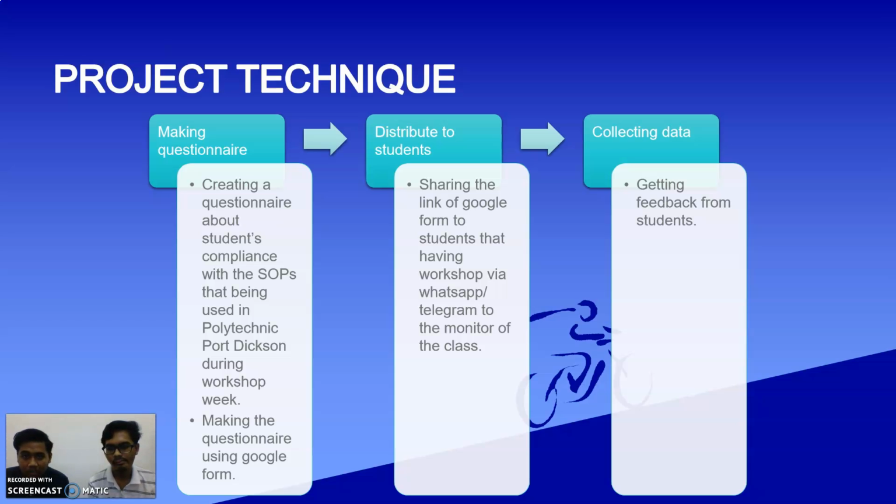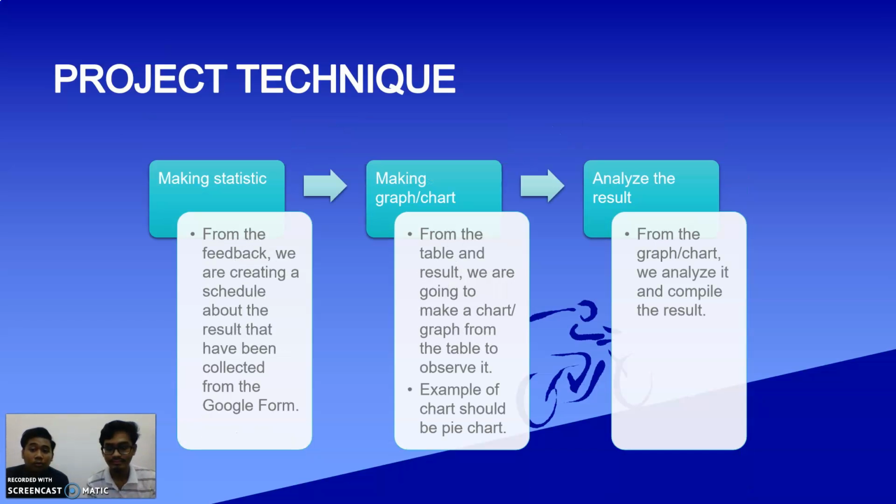And then we distribute it to students. We share the link of the Google Form to students that are having workshop via WhatsApp or Telegram to the monitor of the class. Then we collect data. We get feedback from students. Then we make statistics. From the feedback, we create a schedule about the result that has been collected from the Google Form. Then we make a graph or chart.